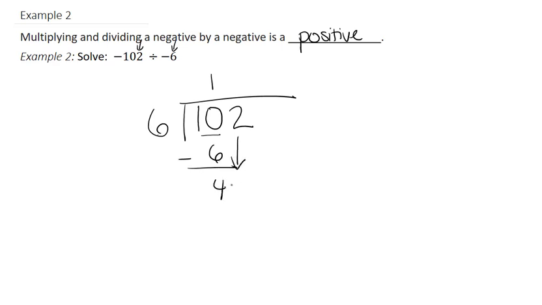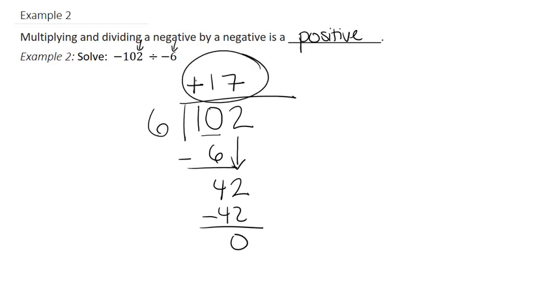Then we're going to go ahead and bring down that 2. 6 can go into 42 7 times. And so 6 times 7 is 42. We go ahead and subtract. We get 0. So our solution for this is just positive 17.